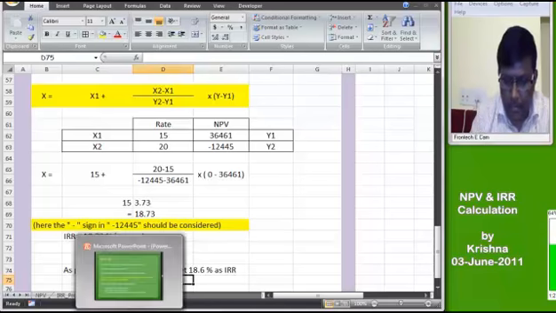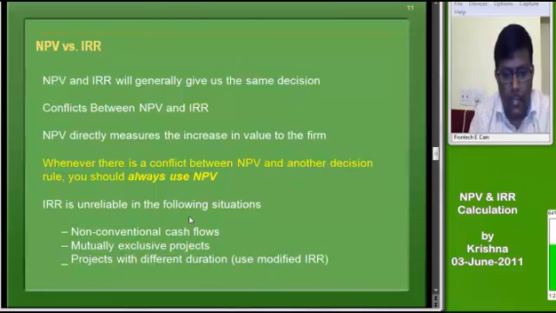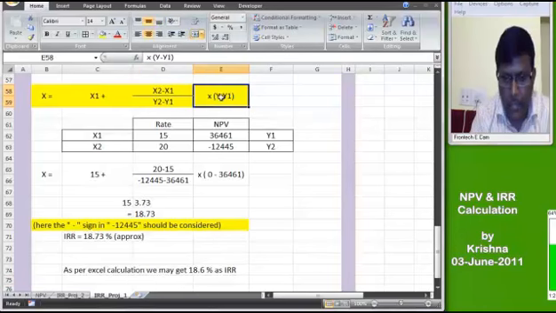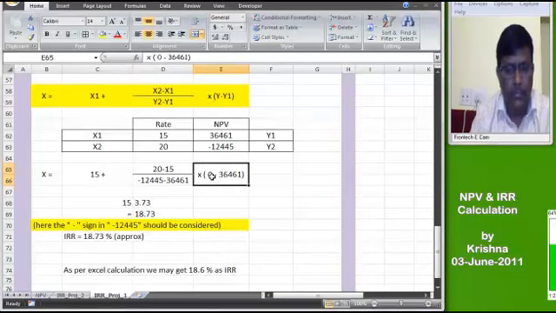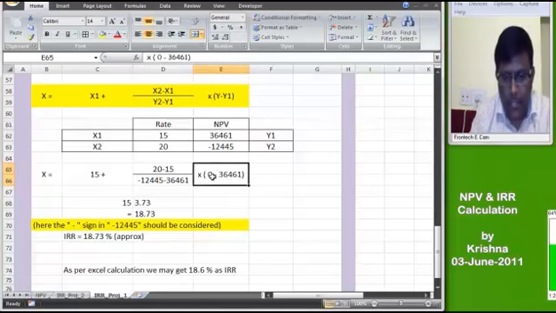Again, you have to clearly understand that the rate at which the net present value of the project is equal to 0 is called the IRR. That's why in the formula, in the place of Y, we put 0, because when X is the IRR, Y is the net present value. So obviously the net present value for X will be 0 only.